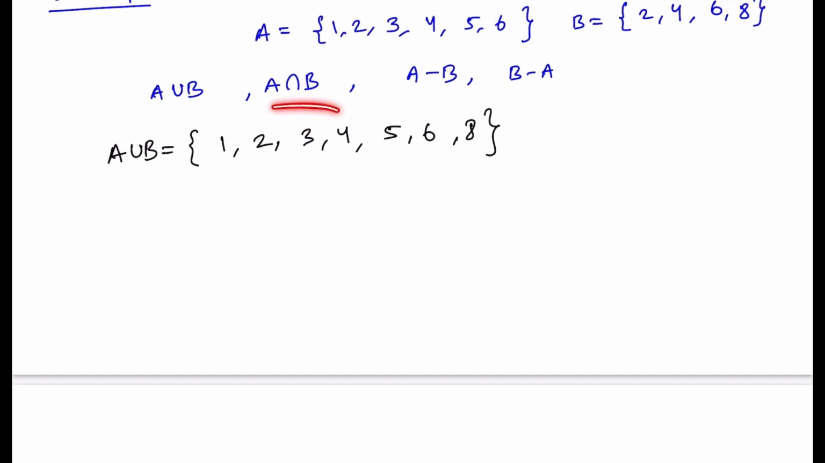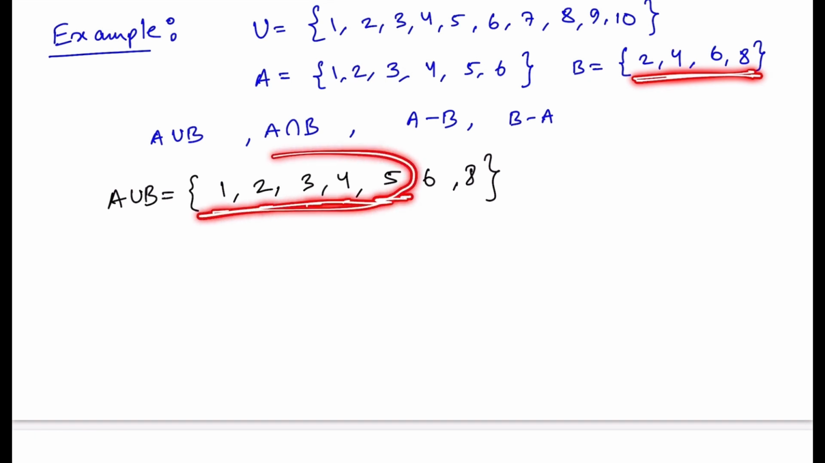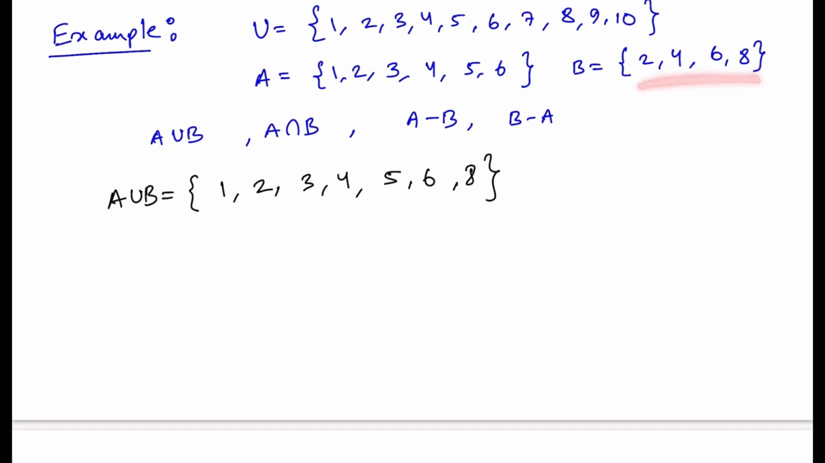So these are the elements A and B have. A has elements 1, 2, 3, 4, 5, 6. B has elements 2, 4, 6, 8. Okay, 1, 2, 3, 4, 5, 6 are the elements of A. Then the remaining 2, 4, 6, 8 are the elements of B.